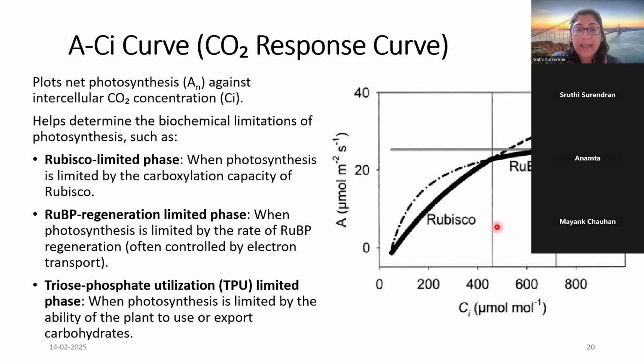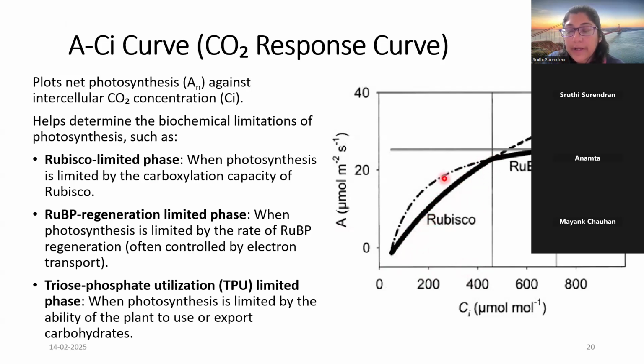is what is called the A-Ci curve, or carbon dioxide response curve. And as you see here, the three limitations that we studied, Rubisco carboxylation limited phase, RuBP regeneration limited phase, and triose phosphate utilization limited phase, are all represented in the A-Ci curve. The first part, where photosynthesis is increasing with increase in Ci value, represents the Rubisco limited carbon dioxide phase. Any photosynthesis at lower values of intercellular carbon dioxide concentration will depict the carboxylation limited rate.